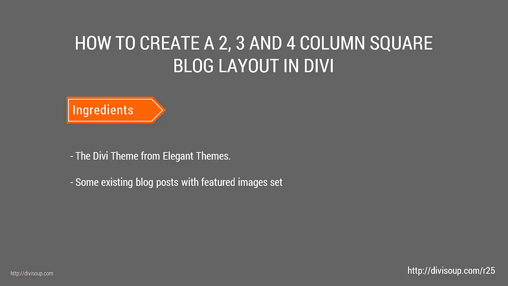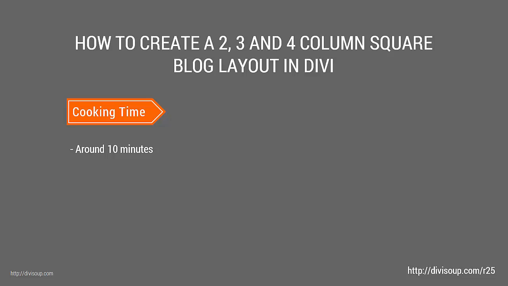So for our ingredients we're going to need the Divi theme from Elegant Themes and some existing blog posts with featured images set. This is going to take you around 10 minutes to complete. And for our preparation, we're going to set up the section and the blog module.